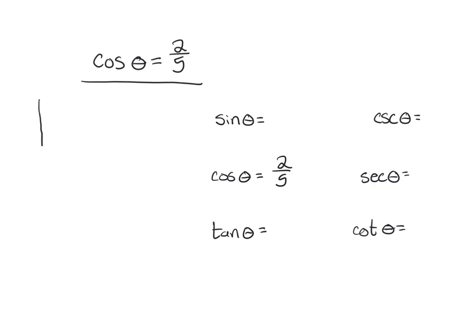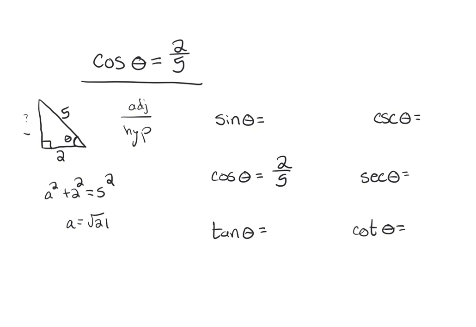So I'm going to start by drawing a triangle, and I always just draw the triangle the same way every time. I'm not worrying about drawing it properly other than it's just a right angle. And I pick one of the angles to call theta. So if cosine of theta is 2 over 5, that is adjacent over hypotenuse. So I'm going to have 2 and 5. So I need to find this side length by doing the Pythagorean theorem. So a squared plus 2 squared equals 5 squared. So that will be the square root of 21.